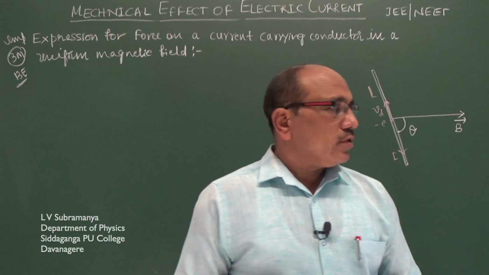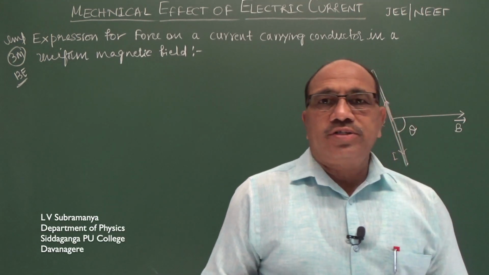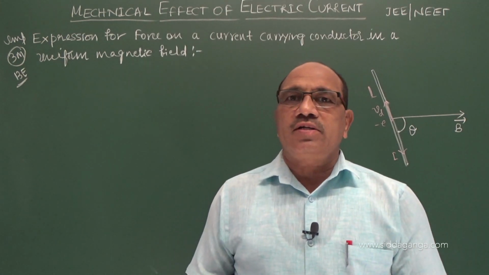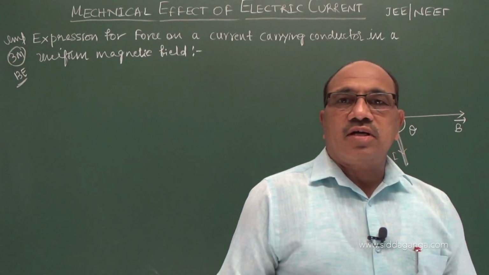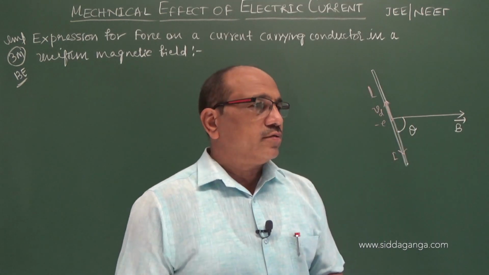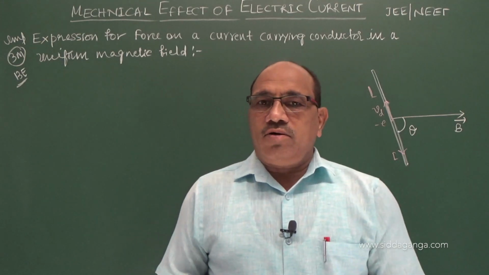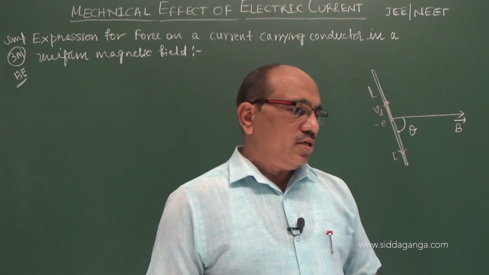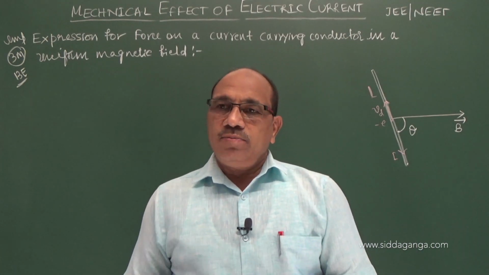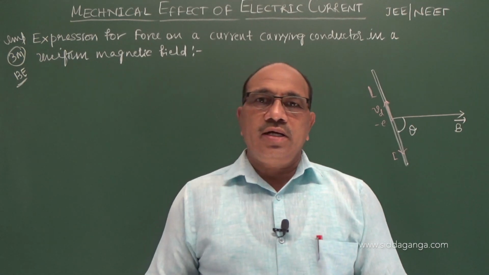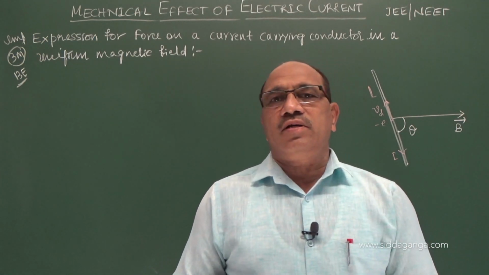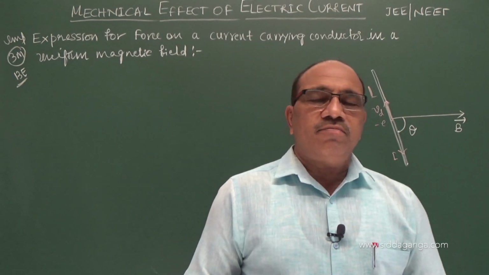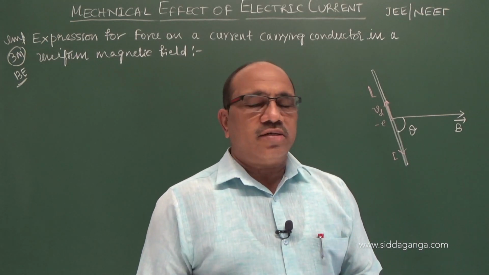Hi students, in the previous units we have discussed the magnetism of matter and the magnetic effect of electric current. That means a current carrying conductor producing a magnetic field. And also we discussed the force experienced by a moving charge in a magnetic field. Similarly, we see that a conductor carrying current when placed in a magnetic field experiences a force. This particular effect we are calling the mechanical effect of electric current.